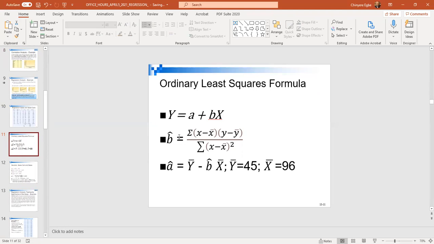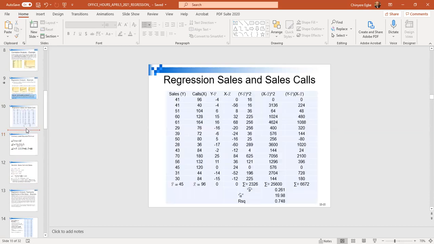That regression formula is that you estimate B hat using summation of X minus X bar times Y minus Y bar, divided by summation of X minus X bar squared. Well, how do you get these numbers? That is what we're going to find out now.